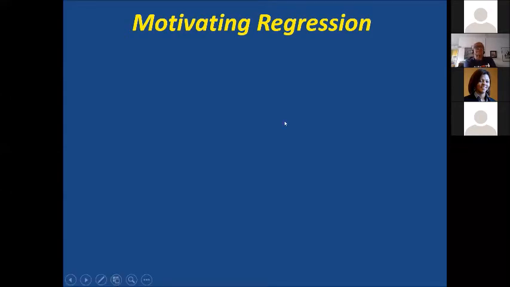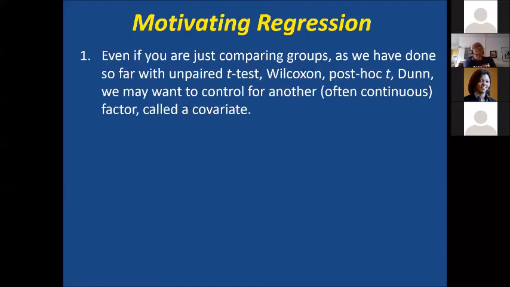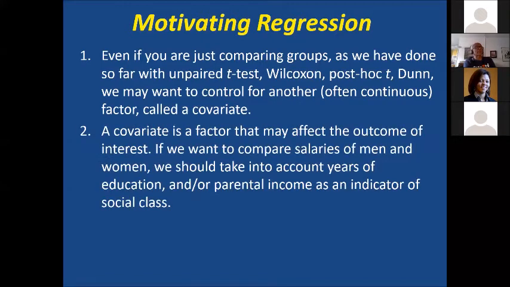I introduce regression in a way that comes up a lot. That is, you're doing an analysis, one-way analysis or two-way analysis, but you want to control for like one variable, which is continuous. Not categorical, but continuous. So the question is how to do that. If you're just comparing groups, unpaired T, Wilcoxon, Dunn, etc., you may want to control for another factor, usually continuous factor called the covariate.